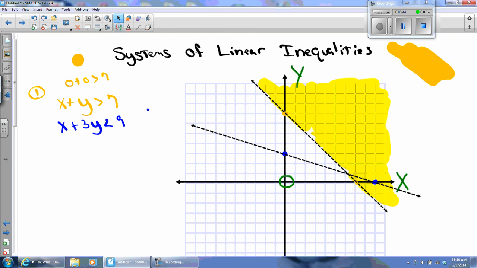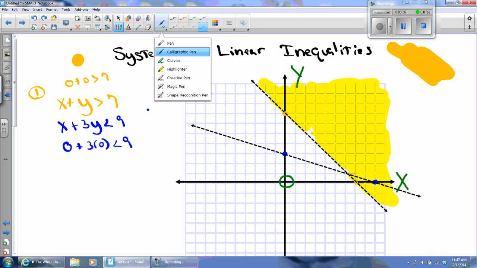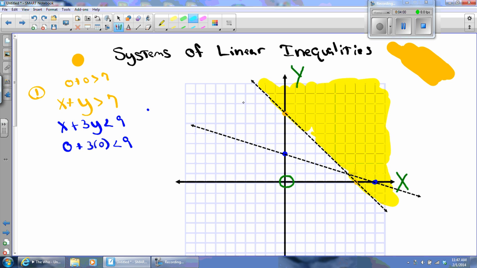And now I'll do my test point. I can use the origin. I'll plug in 0 plus 3 times 0. Is that less than 9? So I am going to highlight the test point. The test point was the origin, right? And so I got a true statement. So my highlighting is going to go from the line down.